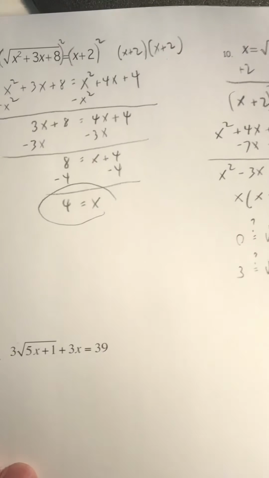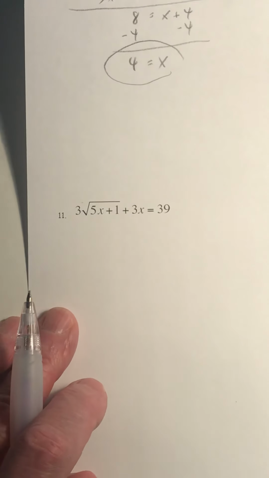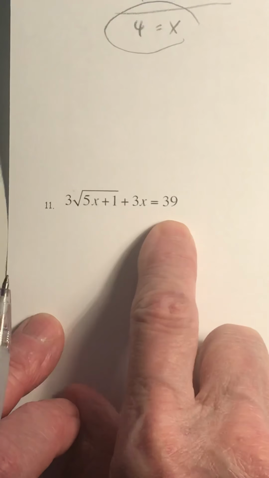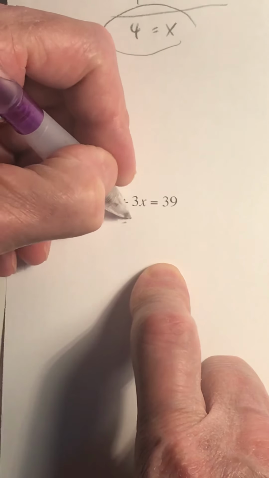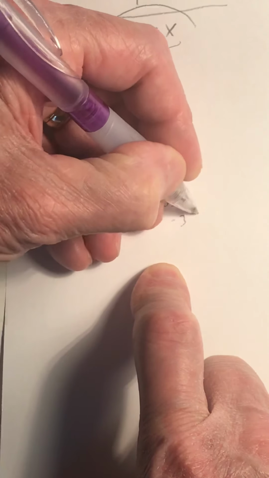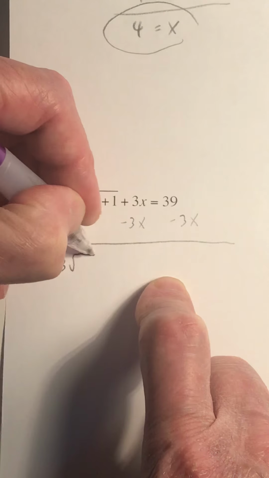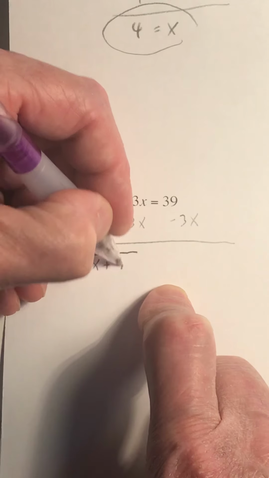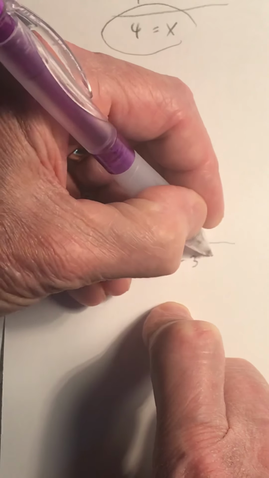Okay, number 11. A little bit of a step up here. Need to isolate the radical first, as always. So I'm going to take away 3x from both sides. And then this is going to say 3 times the radical equals 39 minus 3x.